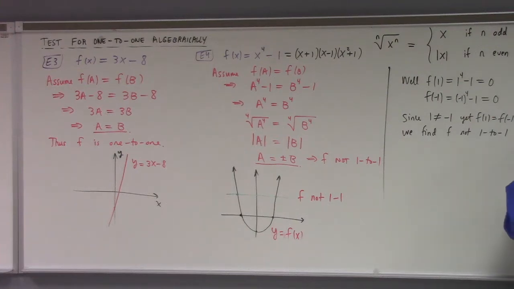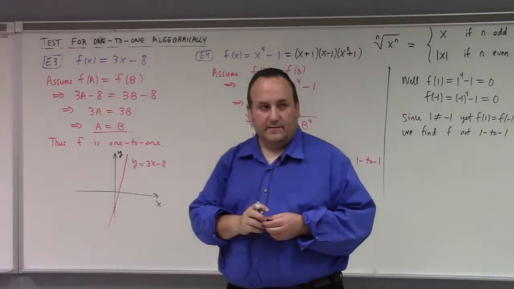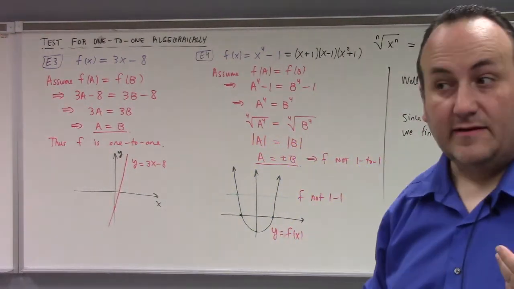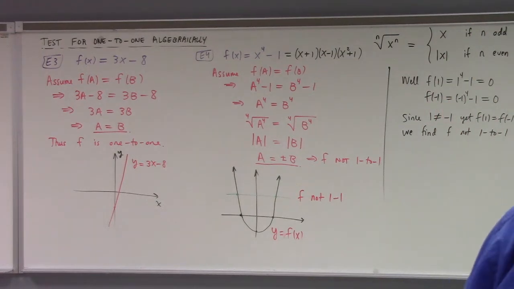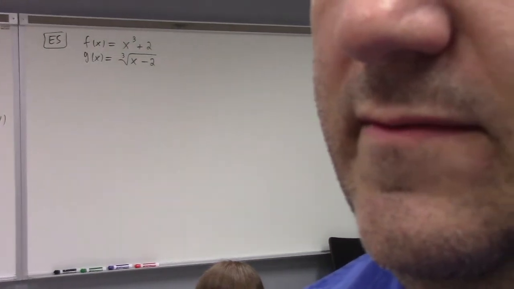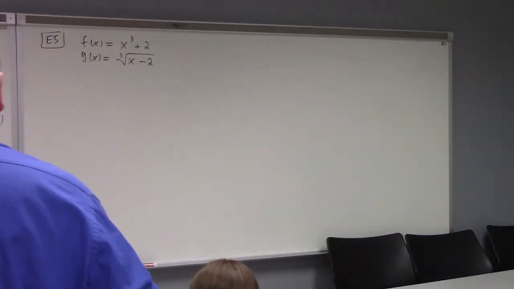Here I'm going to look at f of x equals x cubed plus 2, and g of x equal to the cube root, rather, of x minus 2. All right. And I just want us to get warmed back up on composition of functions, all right? So try composing both of those functions in both ways. Do f composed with g and g composed with f. See what you get.